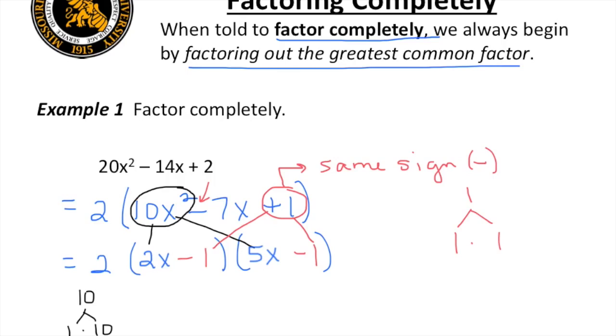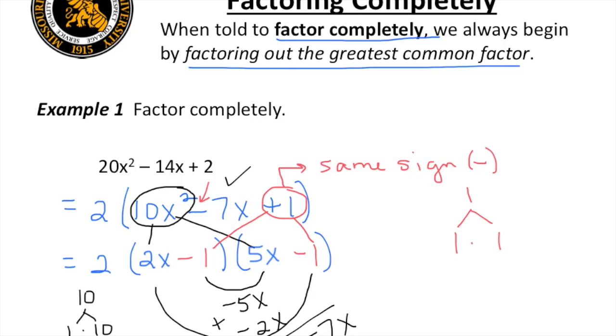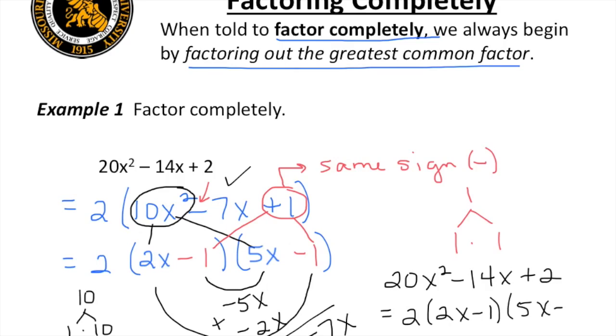Checking to make sure that we have properly factored our trinomial, we multiply our inner product, getting negative 5x, and our outer product, getting negative 2x. Adding those two terms together, we get negative 7x, which is what we needed to have. So, the factored form for 20x squared minus 14x plus 2 is equal to 2 times 2x minus 1 times 5x minus 1.